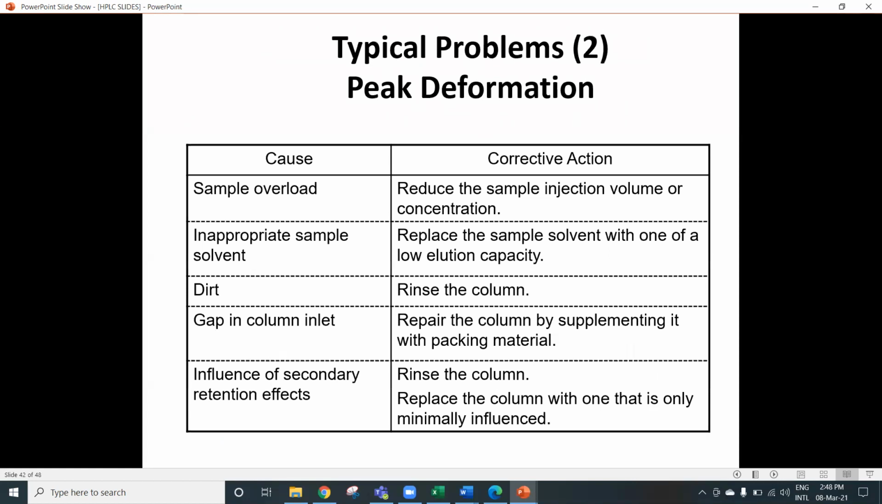So these are some problems that could happen using your HPLC. Your sample can be overloaded, so you reduce the sample injection volume. For HPLC, we inject up to 20 microliters, unlike in GC where we only inject about 1 microliter. But for HPLC, we can inject as high as 20 microliters.